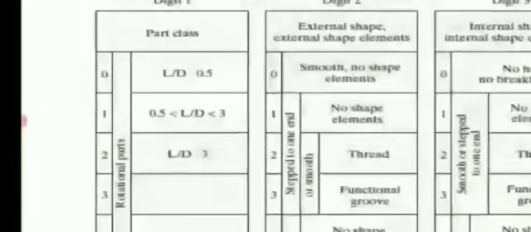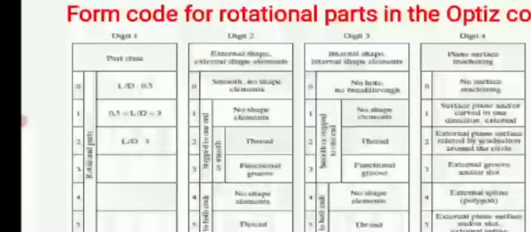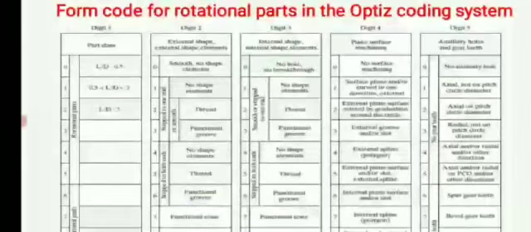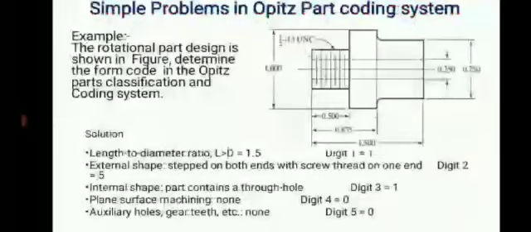Now we have to make a form code, or OPTIS code, for a particular product using the OPTIS part coding system. See, this is the problem that has been given. The problem is: the rotational part design is shown in the figure.